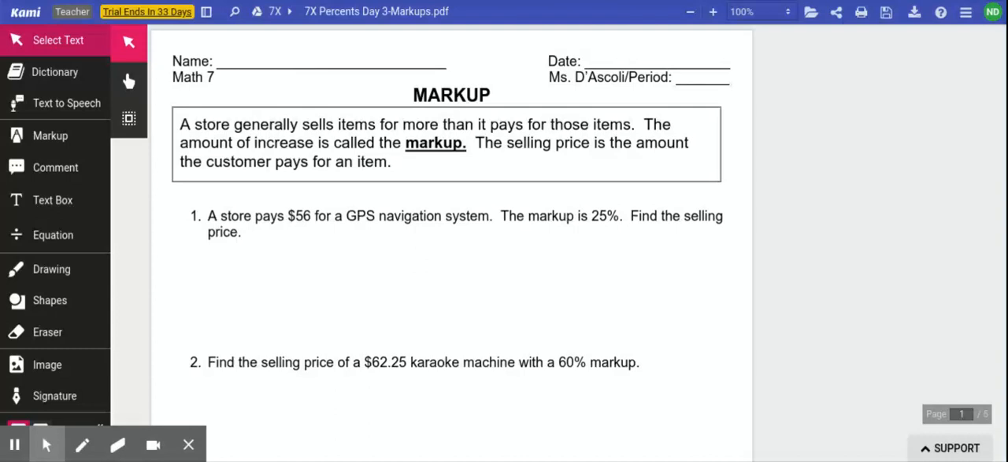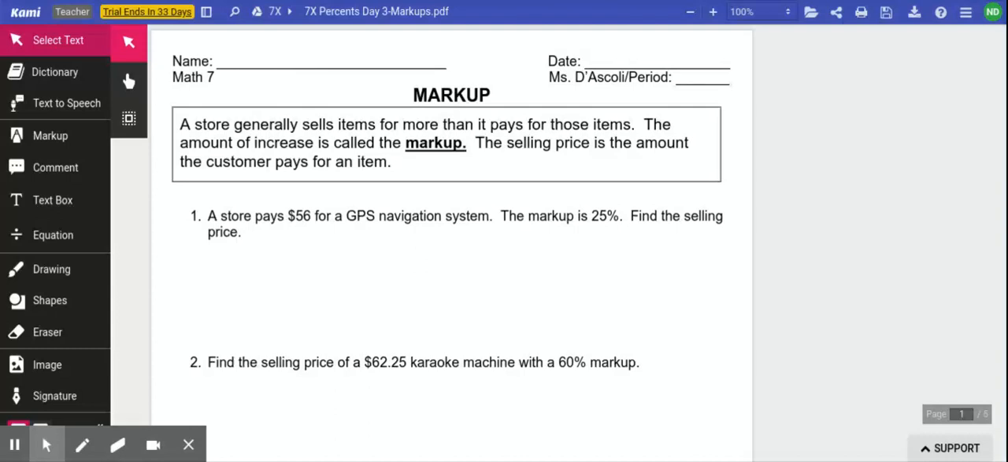Probably one of the most relevant examples is actually right now with this virus going around. So many stores are marking up the price of disinfectants because right now so many people want to buy them, so they figure they're going to increase the price to make more money, which isn't necessarily fair, but it definitely does happen.